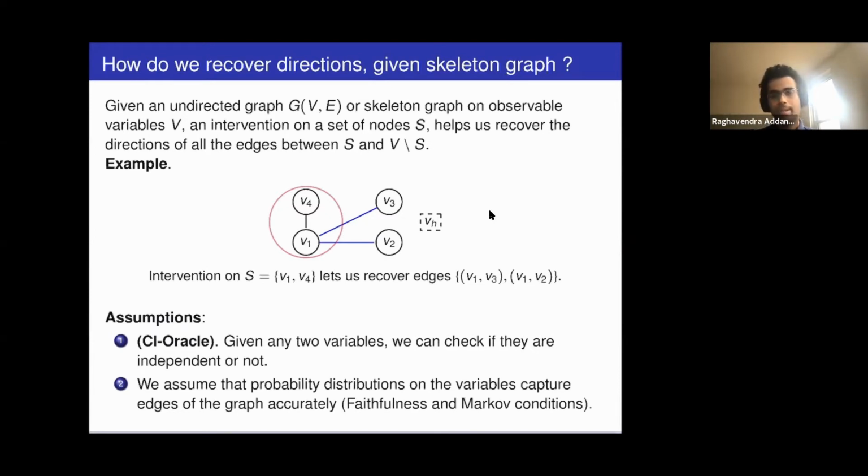Such oracles are standard in causality, and we assume this. We also assume that the probability distributions on the variables which we observe on interventions, or just on observational data, capture the edges of the graphs accurately. Otherwise, we cannot recover the edges. If these distributions are very far off from the graph, we cannot capture them. So these are called faithfulness and Markov conditions. These assumptions are also necessary.